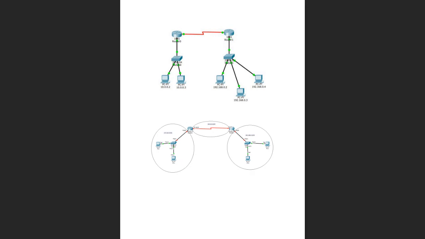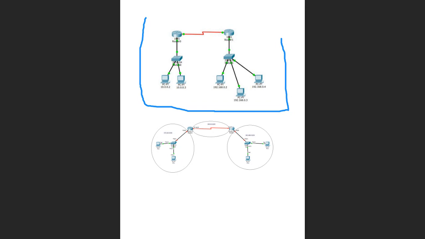So if I ask you here, in this circuit, or in this diagram, the first part, how many network devices do we have here in this circuit? How many network devices? Four. What are they? Yes. Two switches, two routers. Very good.